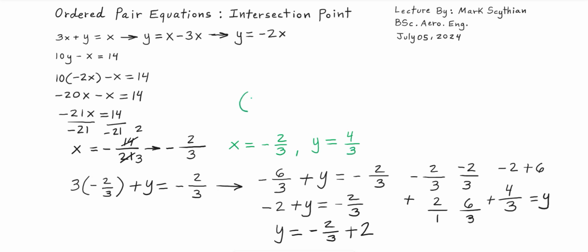So we can also write this as -2/3 for x and 4/3 for y. That's the intersection point of these two linear equations, which can also be written as -0.66, 1.33. So that's the intersection point here.